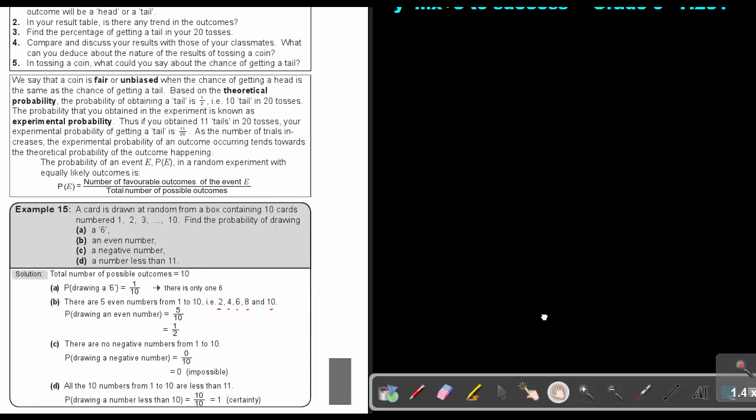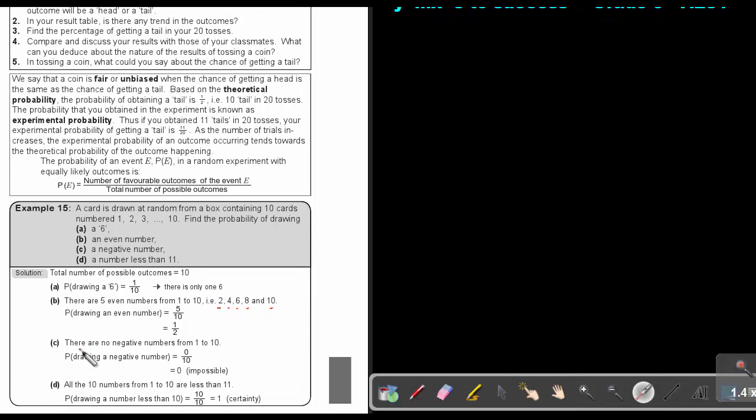A number less than 11. Now, all the numbers are less than 11. So it's 10 out of 10, which is a certainty, which is 1.